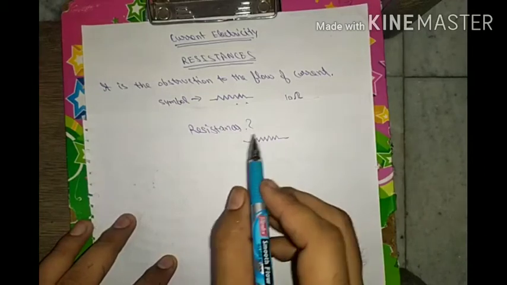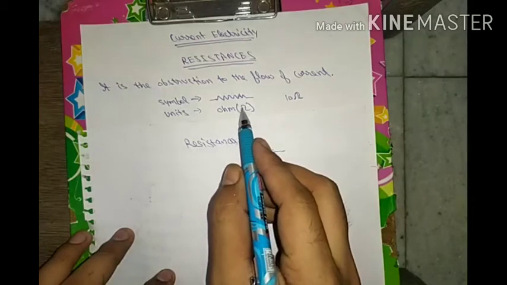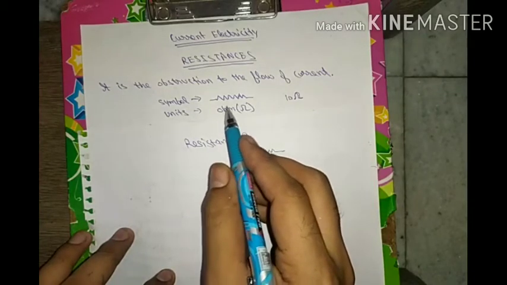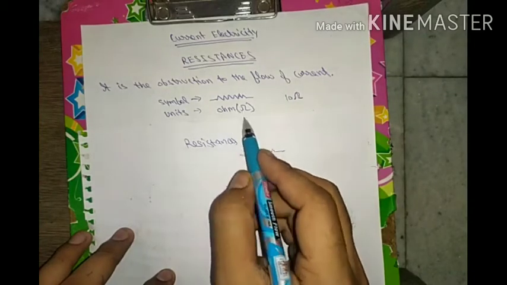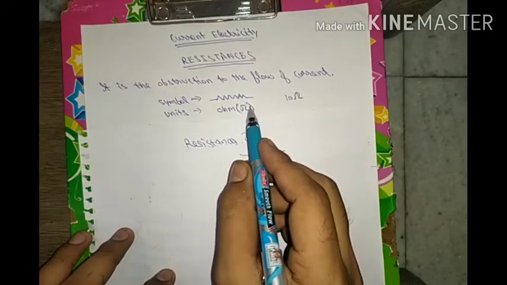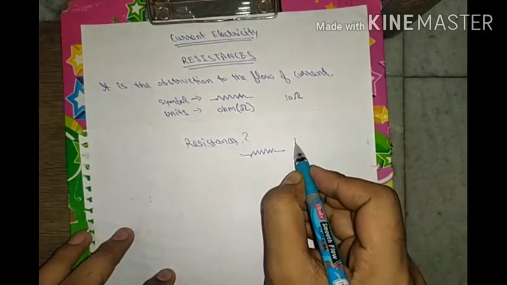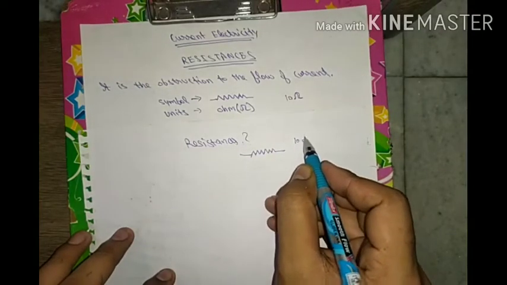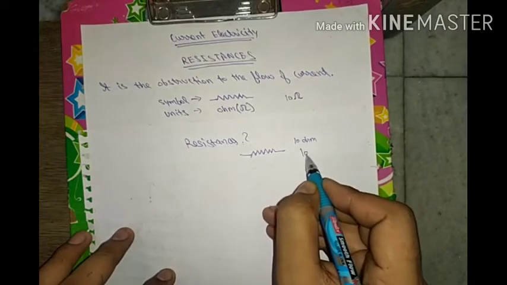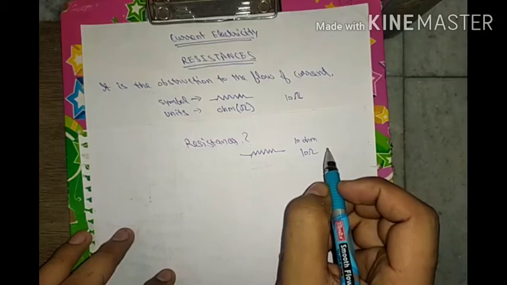And what is the unit of resistance? That is ohm. Ohm is basically a scientist's name. And this is the symbol for the unit, omega. It is known as omega or ohm, you can say. So if you want to write resistance is 10 ohm, you can write it like this also. Clear, friends? So this is about resistance.